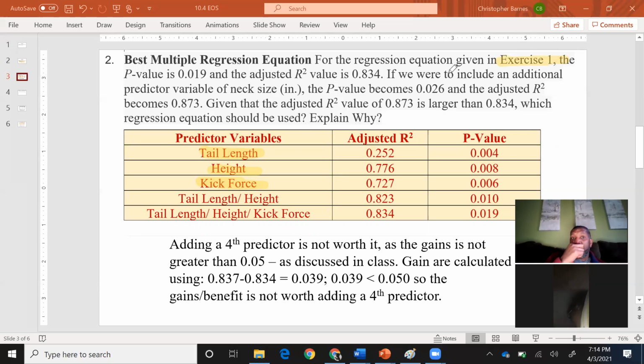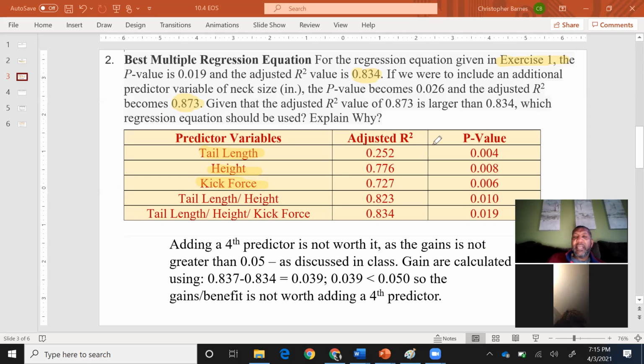If you were to include an additional predictor of neck size, the p-value becomes 0.026, and the adjusted r-squared becomes 0.873. The adjusted r-squared value of 0.873, right? That's what we're saying right here. You add a fourth one, it is greater than the 0.834, right? Which regression equation should be used?